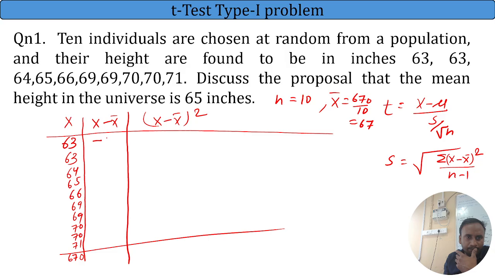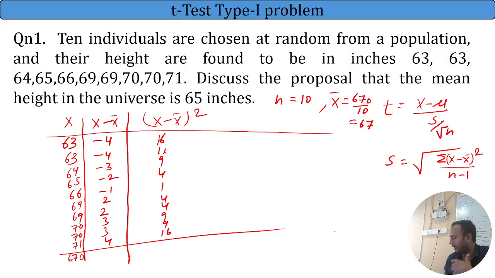So this will become minus 4, minus 4, minus 3, minus 2, minus 1, and 2, 2, 3, 3, 4. This will become 16, 16, 9, 4, 1, 4, 4, 9, 9, 16. So can anyone tell what the summation came? 16, 19, 35, 16, 16, 32, 32 plus 9, 41, 45, 46, 50, 54, 59, 68 plus 16. It becomes 84, is it?